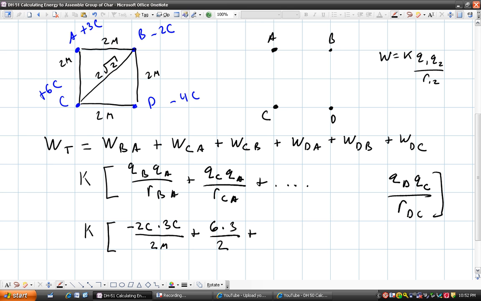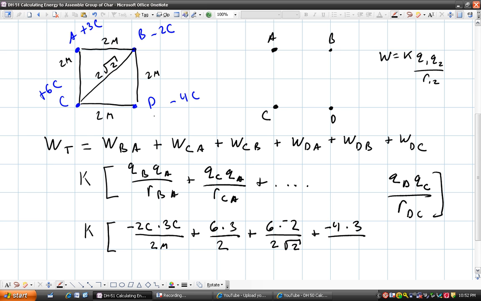Now we're going to do between C and B. C's got a charge of plus 6. B has a charge of minus 2. Don't forget the minus. And the distance between these is 2 square root of 2. Now we're up to term dA. As you bring this one in, we have to calculate the work done due to A. The charges are going to be minus 4 and plus 3 coulombs. Sorry, I'm leaving off the units. It just makes it a little less cluttered.